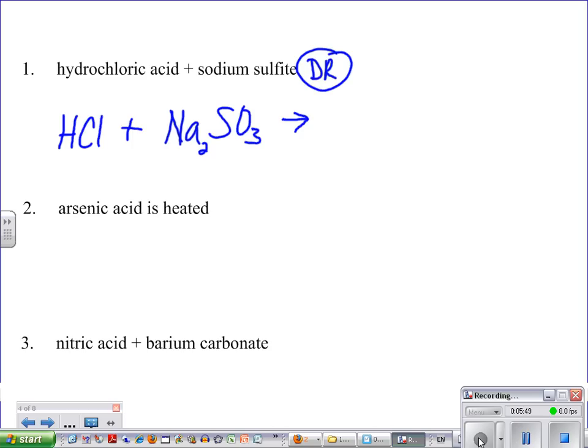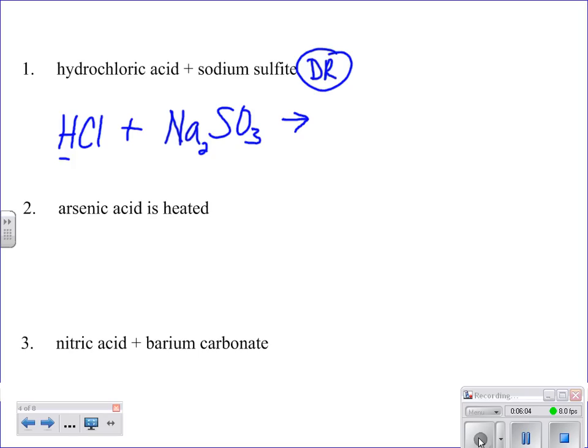Looking at your reference sheet, and they're numbered, so that might make it easy for us to refer to. Do you see which number double replacement this might be referring to? Number 2. So we have, number 2 says an acid plus a sulfite. So that's this situation. We have an acid and we have a sulfite. So whenever that's the case, it's going to yield a salt plus water plus sulfur dioxide.